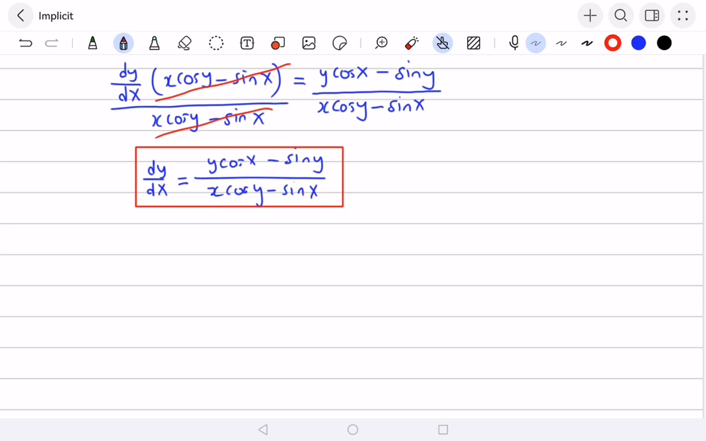This will be part 1 of implicit functions, and I'm going to do part 2 where I tackle more examples. So be on the lookout.